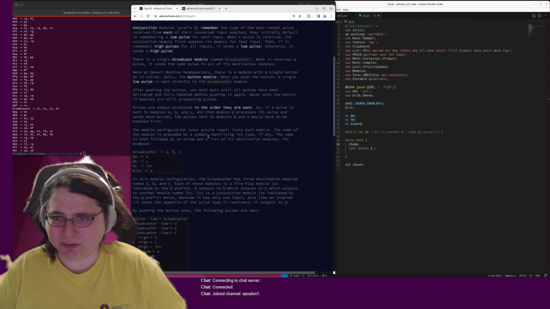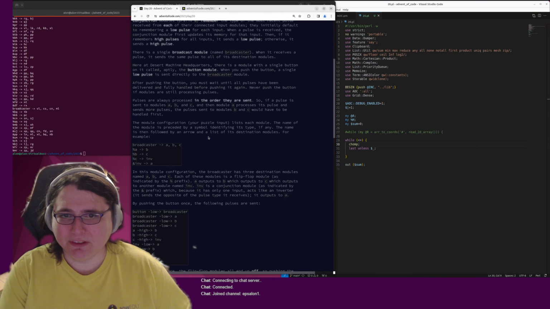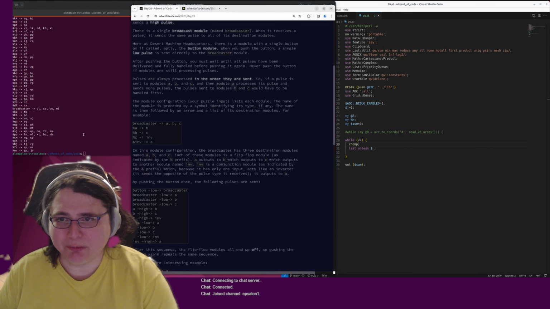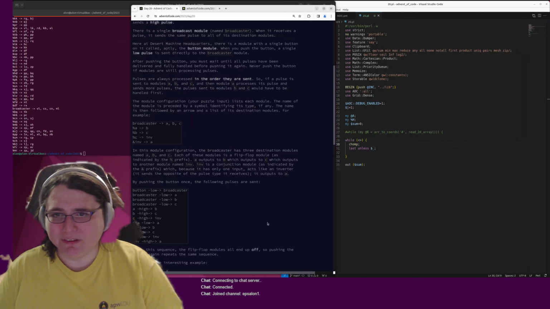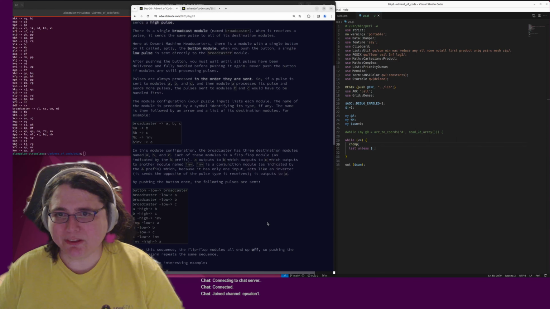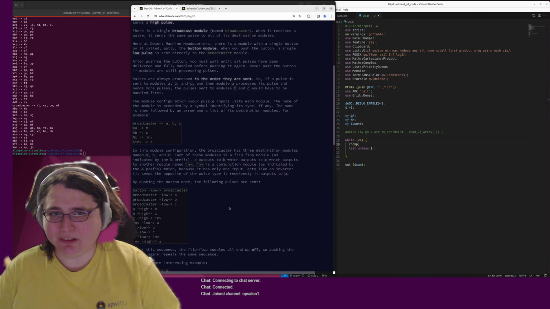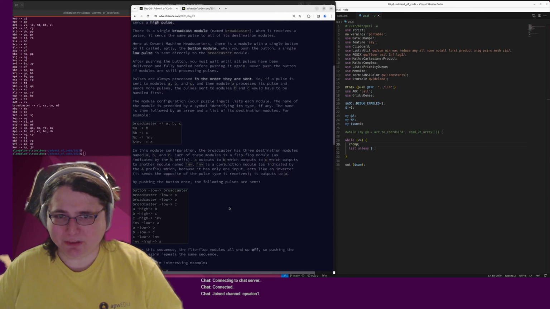There's a single broadcast module, broadcaster. When it receives a pulse, it sends the same pulse to all of its destination modules. There's also a single button called the button module. When you push the button, a single low pulse is sent directly to the broadcaster module. Okay, so broadcaster is where it starts. After pushing the button, you must wait until all pulses are fully handled before pushing it again. Never push the button while modules are still processing.